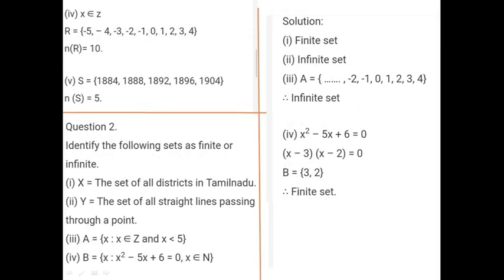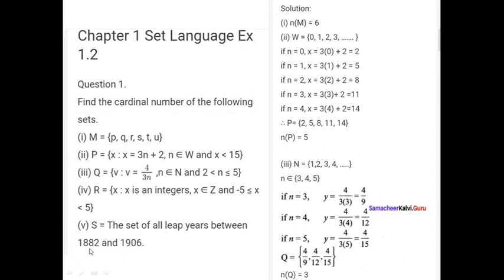Hence I say it starts with 1884, 1888. So you add 4 to the previous value. Plus 4, we get 1888. 1888 plus 4, I get 1892. 1892 plus 4, 1896. 1896 plus 4, 1900. When I add plus 4 again, it goes beyond 1905. Therefore, you have to stop at 1904, because it is given 1882 and 1906. So the year should not exceed 1906.